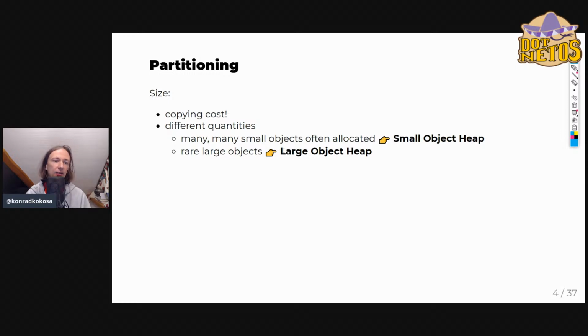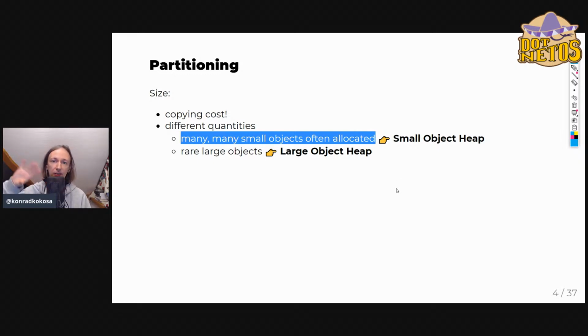On the other hand, there are different quantities that we expect. We could say from our everyday experience that we mostly create small objects, so we will have many small objects which are often allocated. Most of our code is constantly allocating small objects, like small classes with only a few fields. This is a typical object that we allocate, and because of this different quantity, it is wise to have them in a separate place, and we call this place the small object heap.